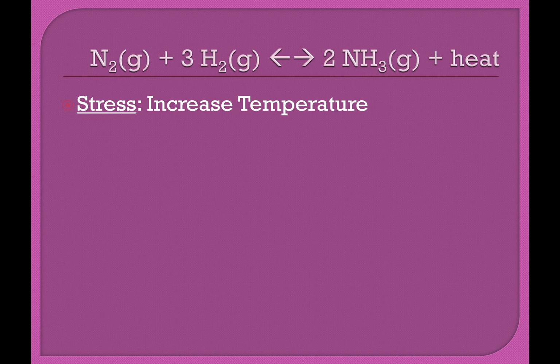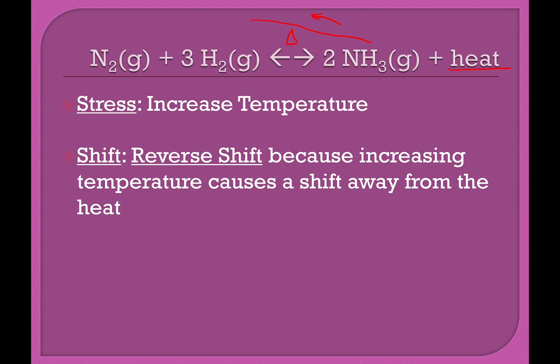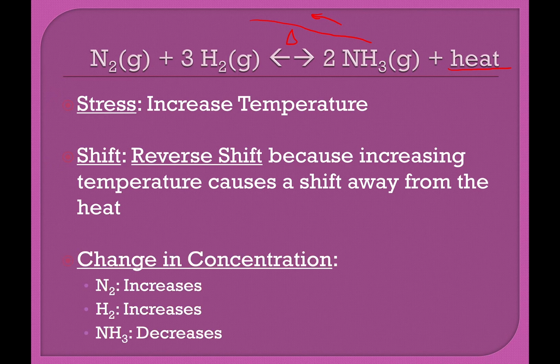Changing temperature. We're going to treat the heat value in a reaction just like it's a regular reactant or product. So if we increase temperature, our seesaw gets heavy on the right-hand side. We're adding more heat, we're adding more people on the right-hand side of our equilibrium equation. This is going to cause a shift away from the heat to the left, or a reverse shift, because increasing temperature causes a shift away from the heat. So we treat that just like we would a changing concentration of reactant or product. And again, reverse shift will use up the ammonia and decompose it into N2 and H2, increasing both of their concentrations.